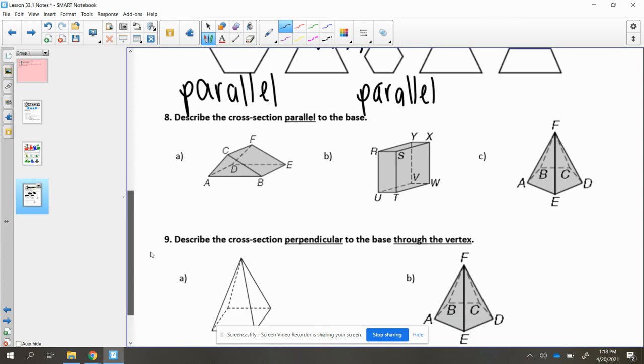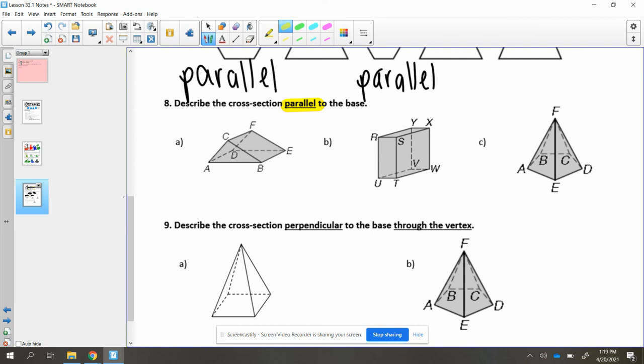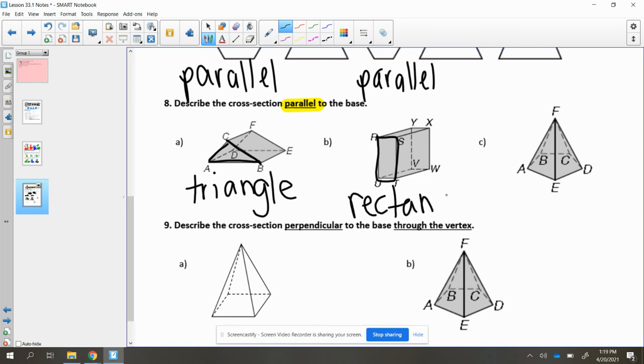Last but not least, we want to talk about the cross sections again. So if we have cross sections that are parallel to the base, remember those are the same direction as our base, aka the same shape as our base when we're slicing them. So on this first one, the cross section when it's parallel would be a triangle. On this one, when we are parallel to the base, it would be a rectangle. And last but not least on this one, again, same shape, this one would have to be a pentagon.